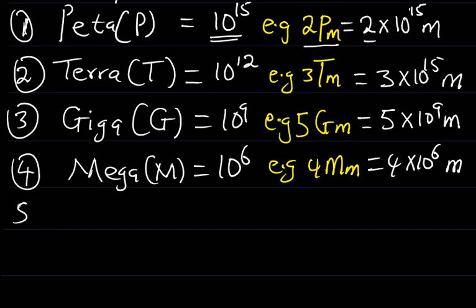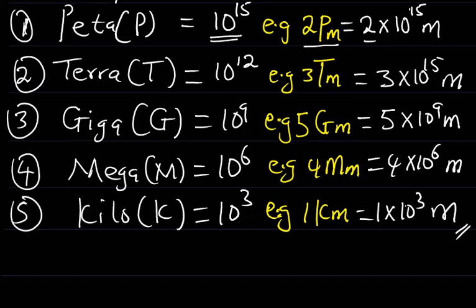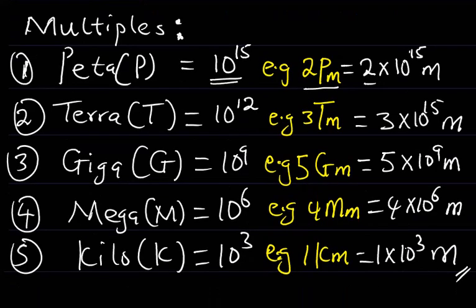Then from mega we now have the kilo. This is 10 raised to the power of 3. Example, 1 kilometer is 1 times 10 raised to the power of 3, which of course is 1000 meter. 10 raised to the power 3 is 1000, right? So kilo is 1000. Mega is million, giga is billion. So this is for the multiples.